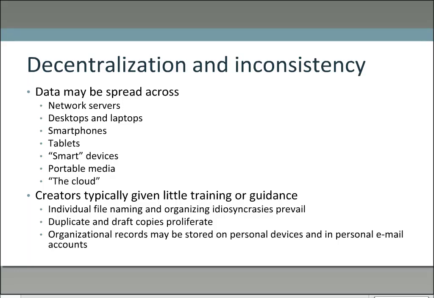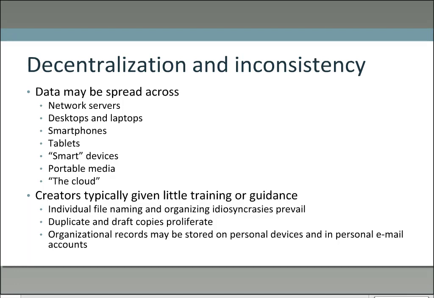Finally, our information environment is increasingly decentralized, and data may be stored in multiple places and in multiple ways. Even within a small organization, data might be spread across network servers, multiple desktops and laptops, smartphones, tablets, smart devices such as HVAC control and monitoring devices, portable media such as CDs and external hard drives, and the cloud, about which I'll say a bit in a few minutes.